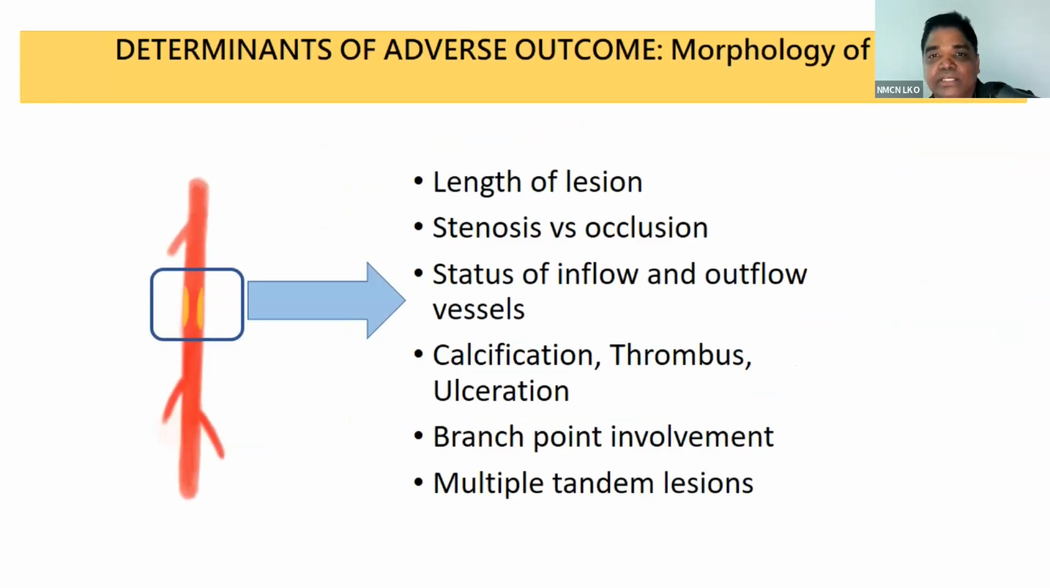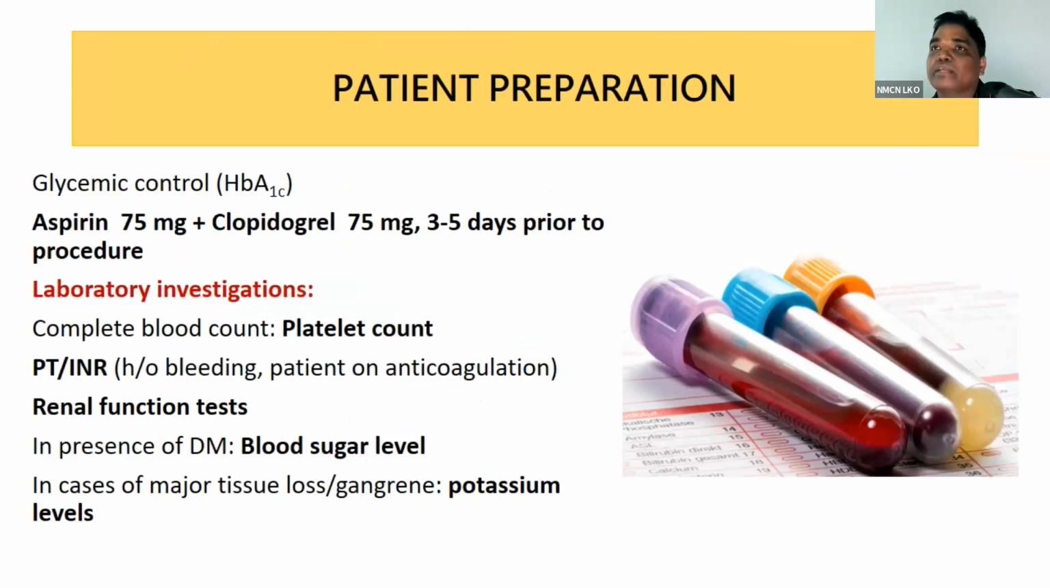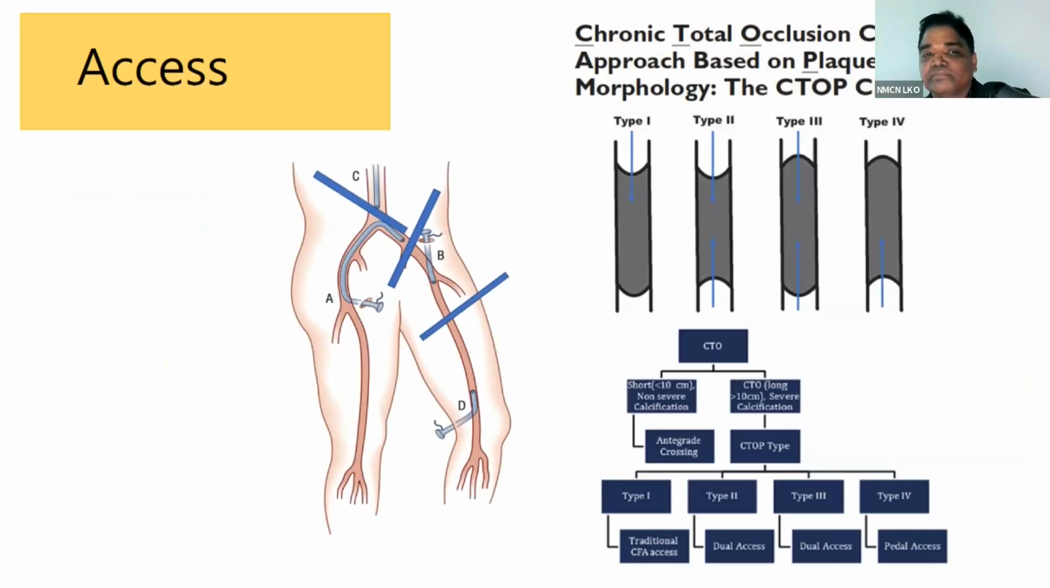So before we take any patient for interventions, we do some basic blood tests. We check the patient's glycemic control, and start the patient on aspirin and clopidogrel, at least 75 milligrams. It should be started 3 to 5 days prior. And we do the essential bleeding tests, platelet count, PT and INR, renal function test, blood sugar level should be assessed, and potassium in cases where there is massive tissue loss or gangrene.